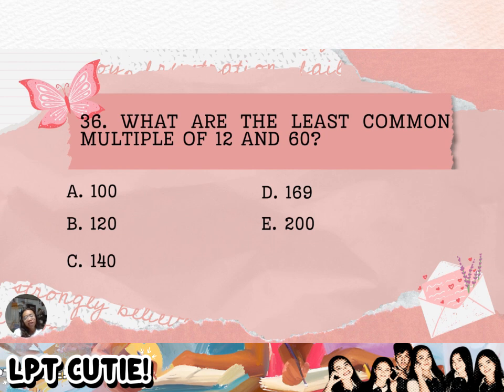Next is number 36. We have here, what is the least common multiple of 12 and 60? So letter A 100, letter B 120, letter C 140, letter D 169, or letter E 200. So I'll give you a shorter time to answer this since we have our calculus. So the answer is letter B, 120.